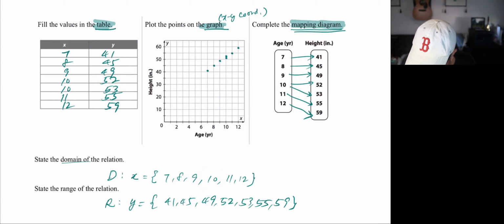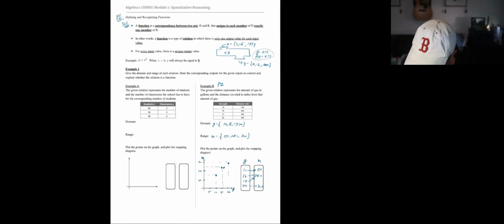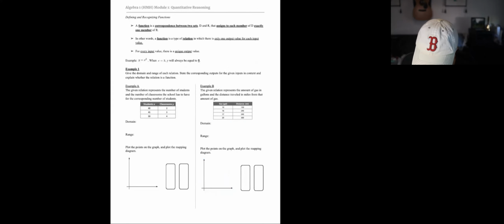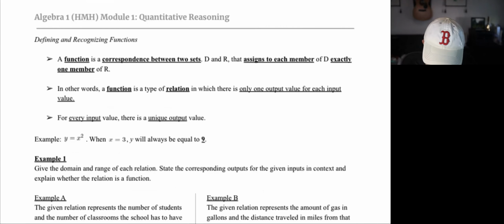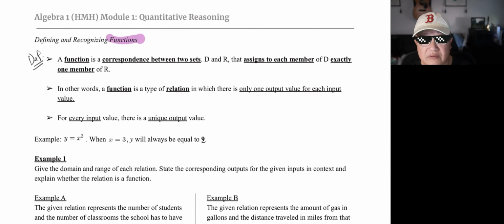Okay, so let me copy, paste. There you go. And let me clear this one here. Okay. So now we're going to talk about functions right here, guys. So before we do that, we need to sort of define what it is, right? So first bullet point is a definition.